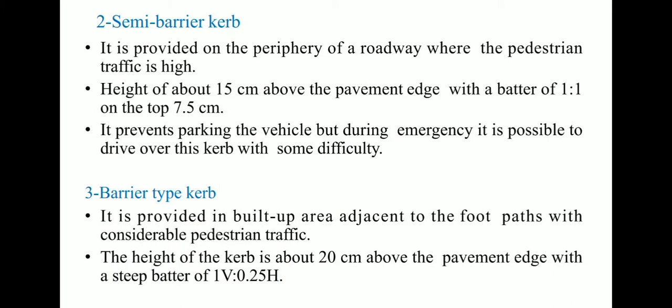Second is semi barrier curb. It is provided on the periphery of the roadway where the pedestrian traffic is high, with a height of about 15 centimeter above the pavement edge with a batter of 1:1 on the top, 7.5 centimeter. It prevents parking the vehicle, but during emergency, it is possible to drive over the curb with some difficulty.